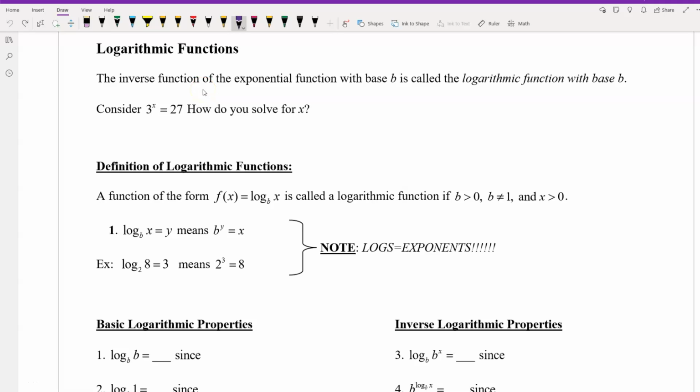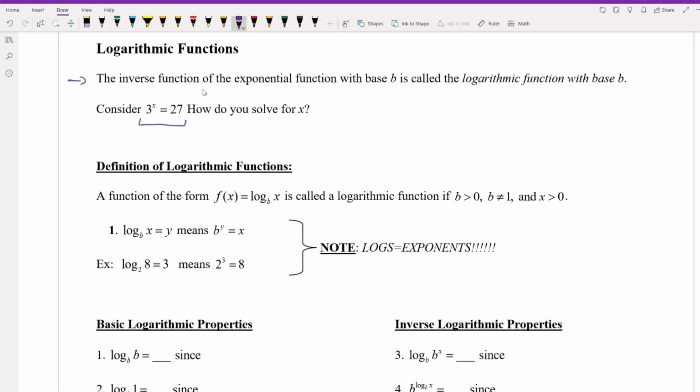Logarithmic functions. The inverse function of the exponential function with base b is called the logarithmic function with base b. Consider 3 to the power x equal to 27. How do we solve for x? So here on this part, we have this type of questions.